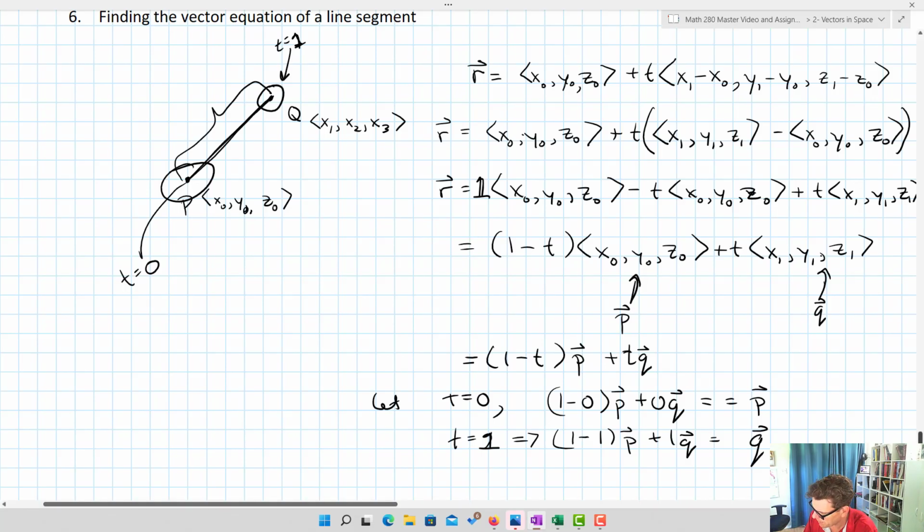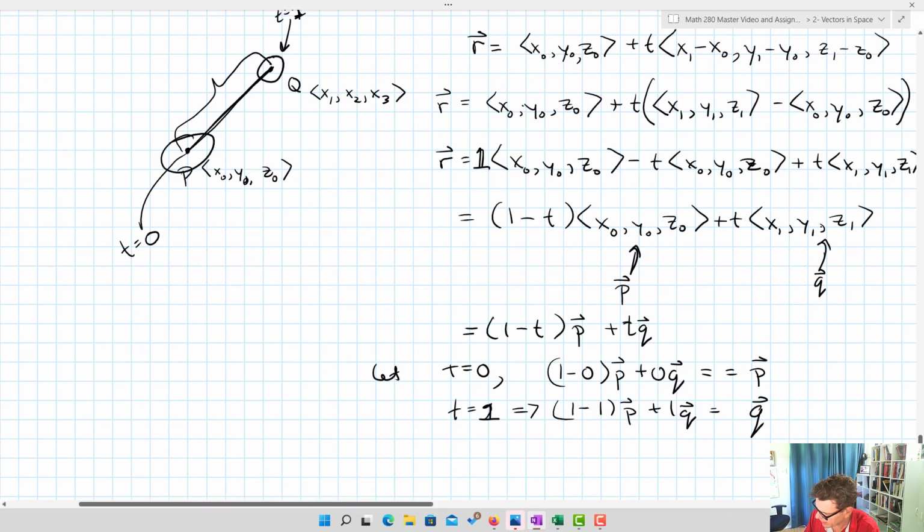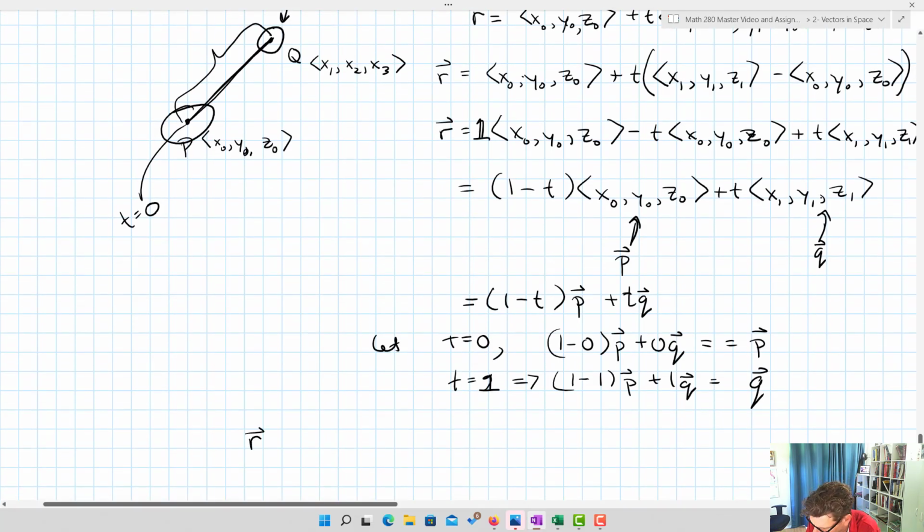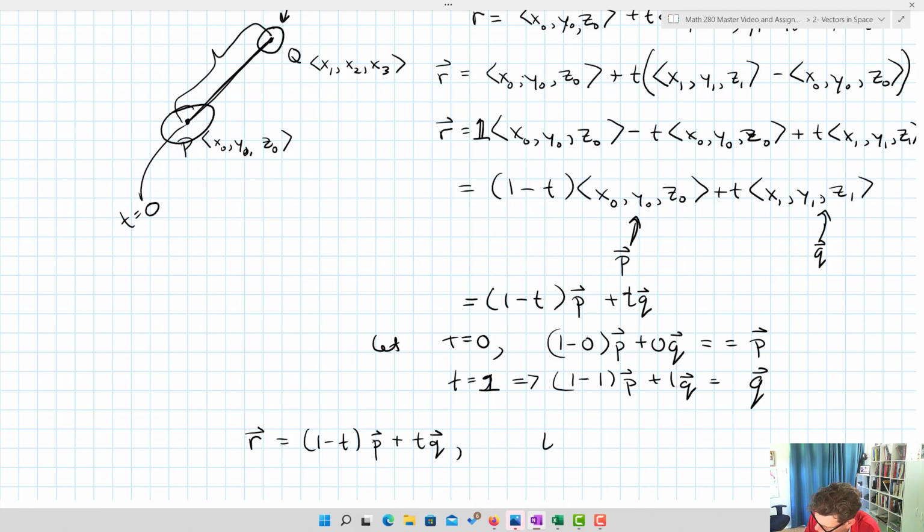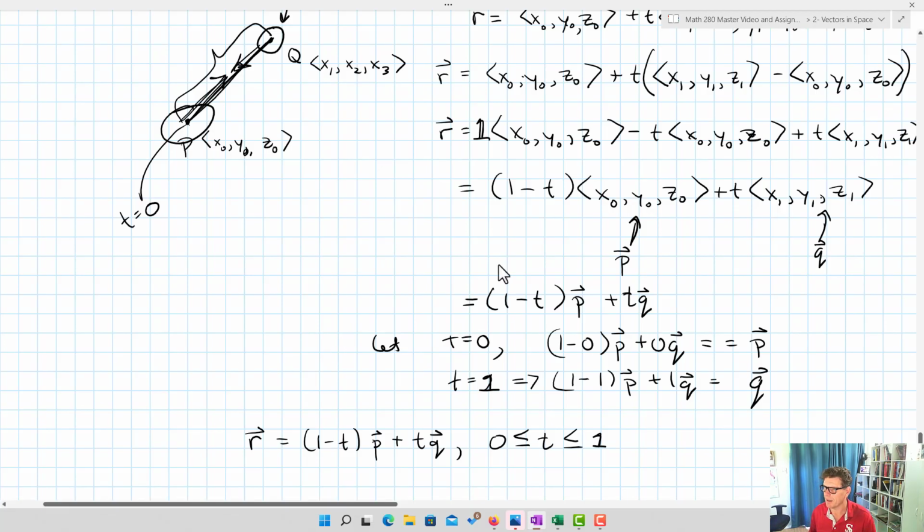So my vector equation, we'll call that R, will equal (1 minus t) times P plus tQ, okay? And we're going to restrict t to be greater than or equal to 0 and less than or equal to 1. That way, we're only going to get the segment because we're only picking values in between 0 and 1, and that'll take me somewhere, moving up and down inside of this line. And there's the equation for my line segment.